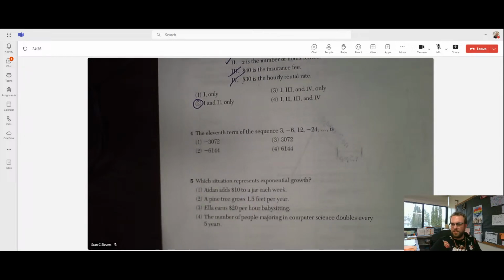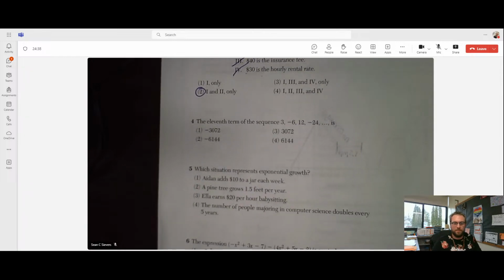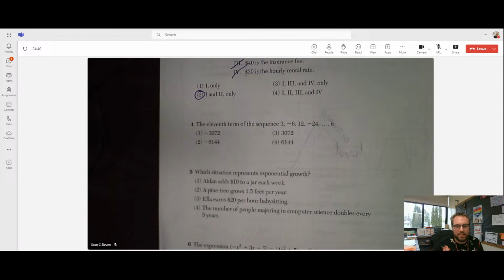Okay, I'm not seeing any more responses, so let's move on to number 4. It says the 11th term of the sequence 3, -6, 12, and -24 is what? What's the first thing that we notice about this sequence? Go ahead and drop your answers in the chat. There's one thing that I noticed right away.